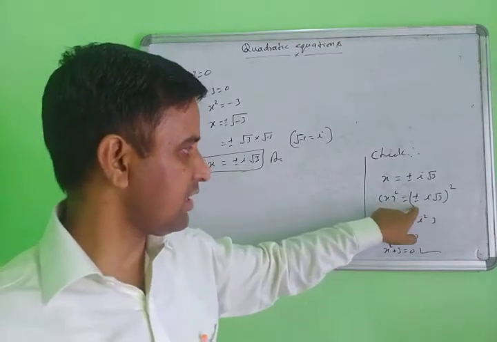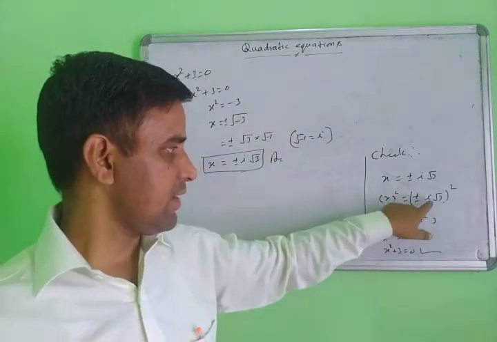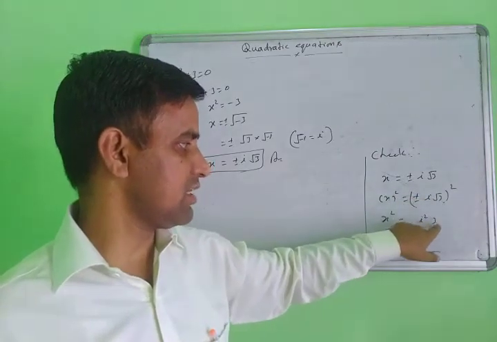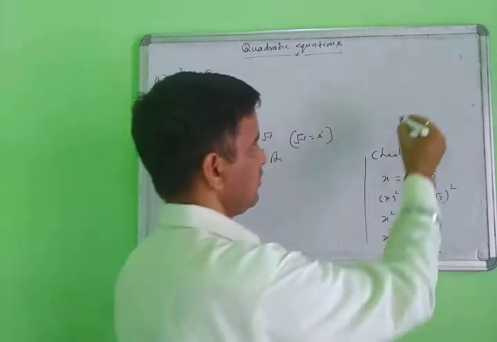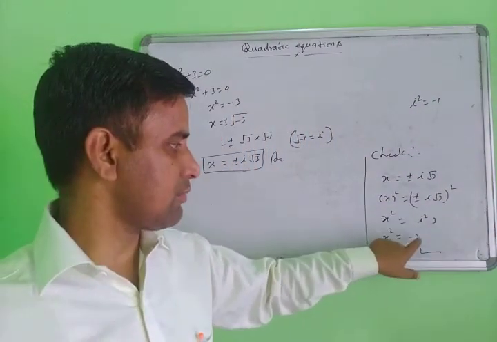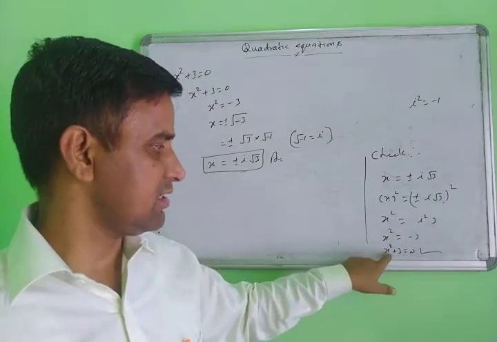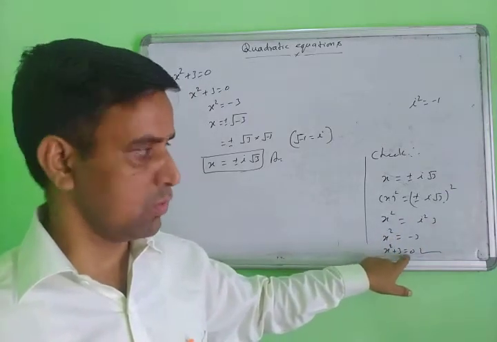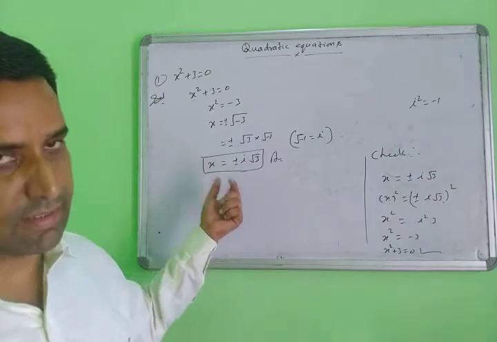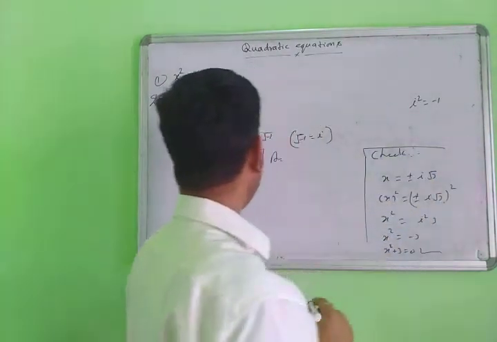Squaring both sides: x square equals iota root 3 whole square, that is iota square times root 3 square, which is 3. The value of iota square is minus 1, so iota square converts to minus 1 into 3. Transposing minus 3 to the left side, x square plus 3 equal to 0. This means your answer is correct. Yes, note it down. This is the checking process. Then you note it down.